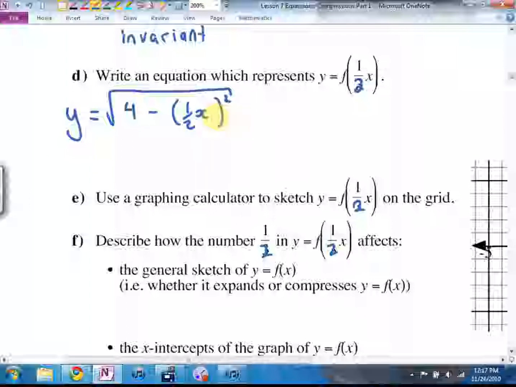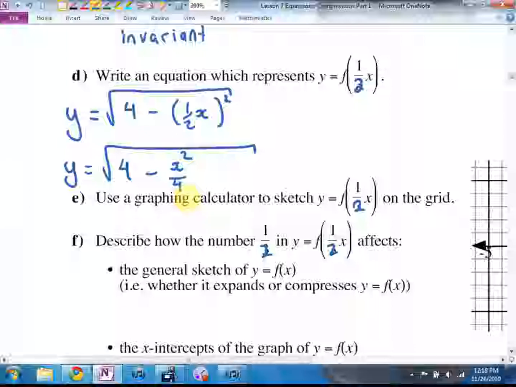Although this would get tidied up too, this would really be written as big square root of 4 minus, what's 1 squared? 1. What's 2 squared? You know what? They would probably write it as x squared over 4. It's 1/4 x squared, but they probably wouldn't even bother writing the 1 either. They just go x squared over 4. Okay? So this is the final version of the equation.